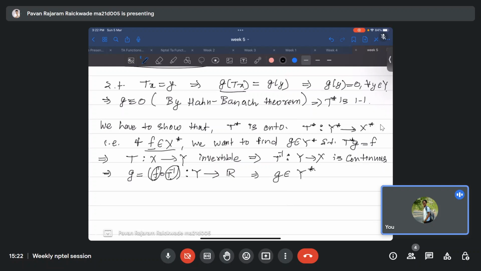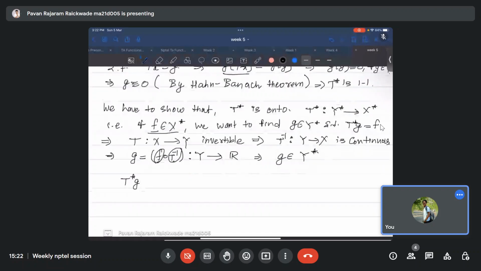Now what is T star at G? It is G composed with T. But what is G? G is F composed with T inverse composed with T. And you know T inverse composed with T is identity. So T star G is F. That is what we wanted.